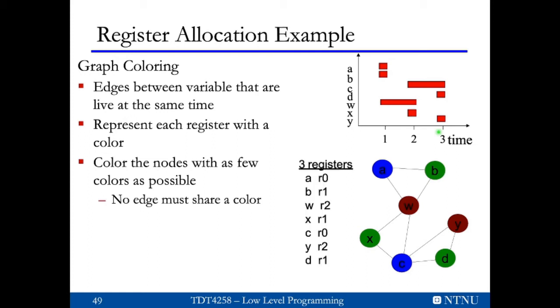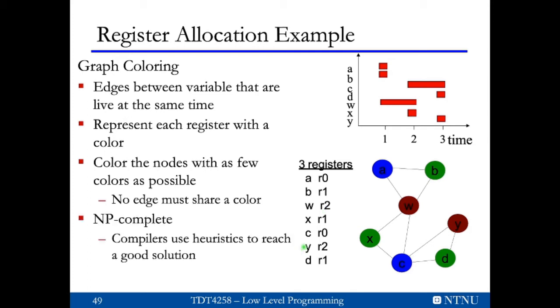So we color the nodes with as few colors as possible. No edge must share a color. And so we get this allocation, and then we can assign colors however we want. So A would be assigned to register 0, and the same would happen to C because it has the same color. B would be register 1. Green is also the color of X and D, so X and D are also assigned register 1, and the brown ones are assigned register 2.